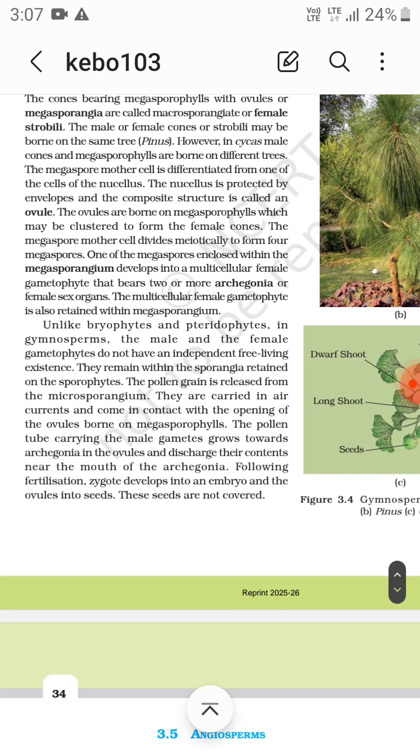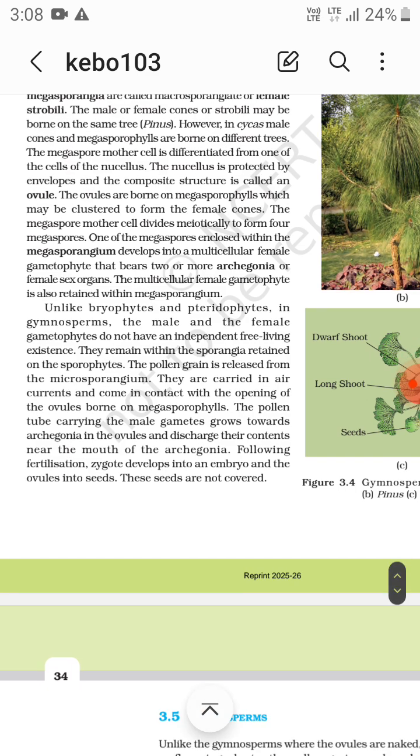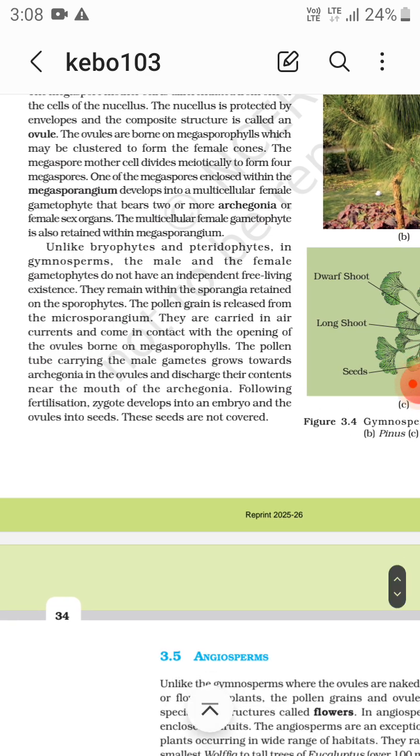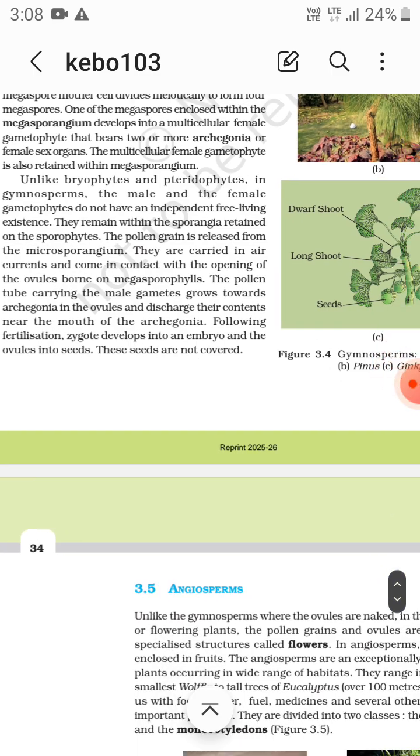Pollen tube formation carries the male gametes towards the archegonia in the ovules and discharges their contents near the mouth of the archegonia. Following fertilization, the zygote develops into an embryo and the ovules into seeds. These seeds are not covered.